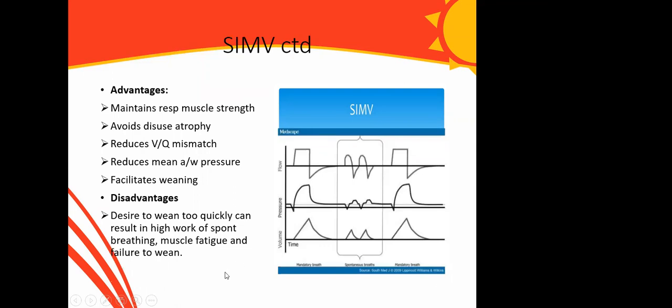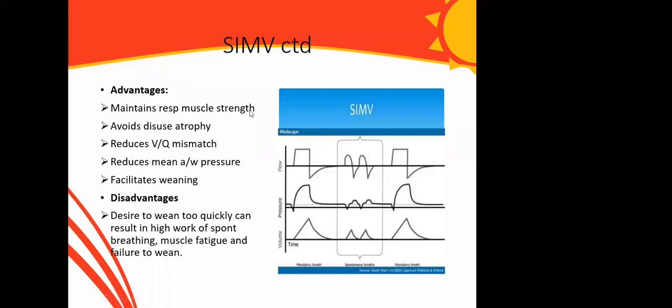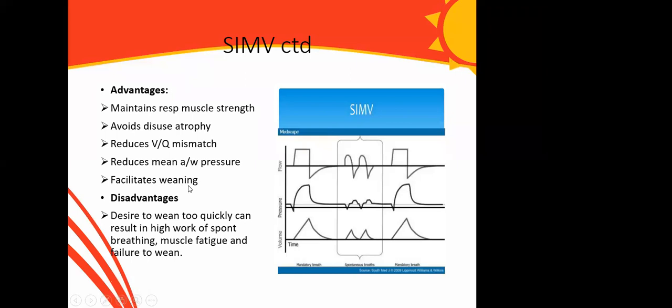Advantages of SIMV include, because the patient is breathing on his own in between mandatory breaths, that it maintains respiratory muscle strength throughout, thereby avoiding disuse atrophy. It reduces VQ mismatch, reduces mean airway pressure, and actually it facilitates weaning from the ventilator because throughout, the patient is taking some breaths.